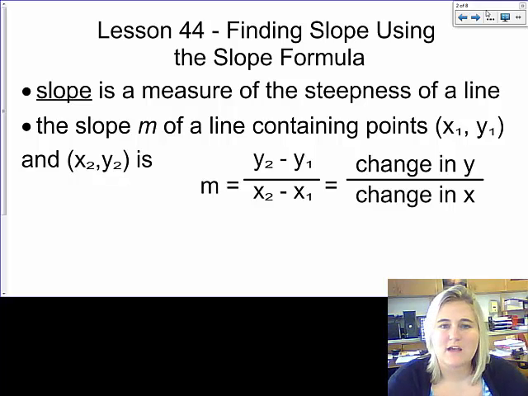It says slope is a measure of the steepness of a line. The slope m of a line containing points x1, y1, and x2, y2 is, and they give us this nice formula.